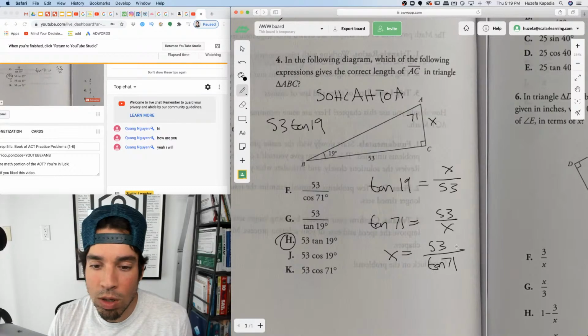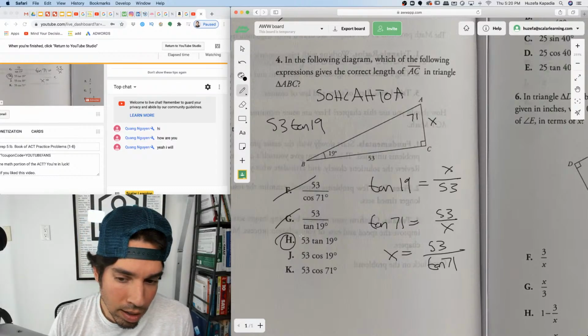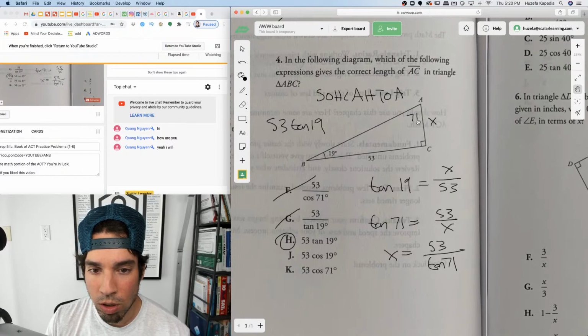I'm going to assume that's not there. That's close, and yeah, it's not there. So H is the only viable option. But these would be the two that would work. Okay.